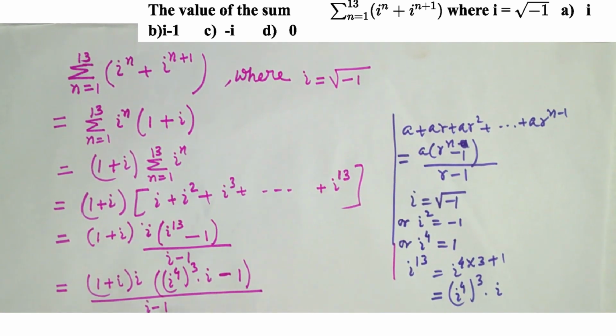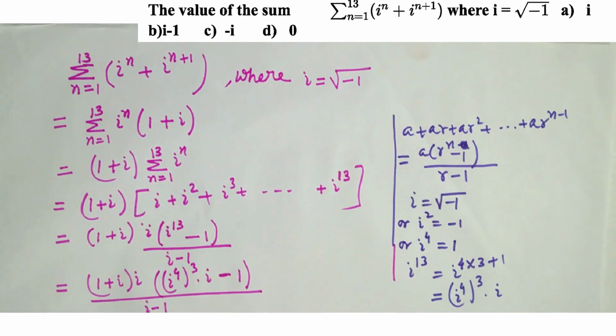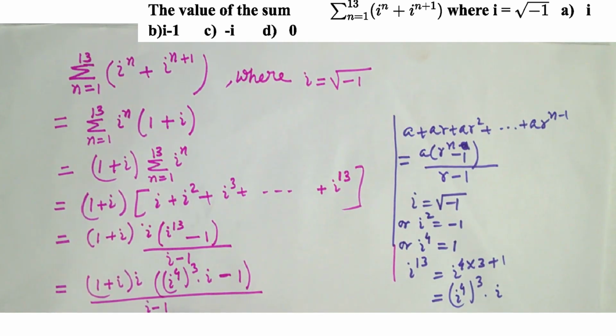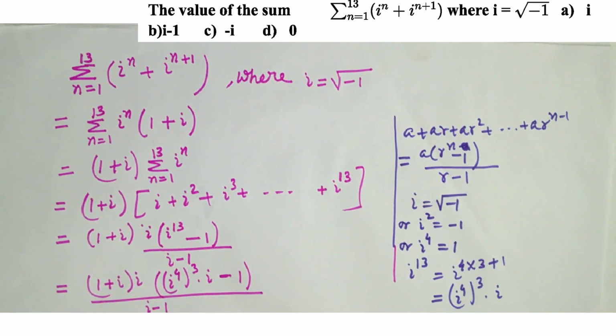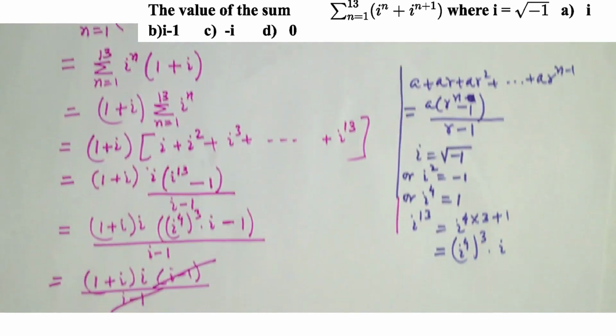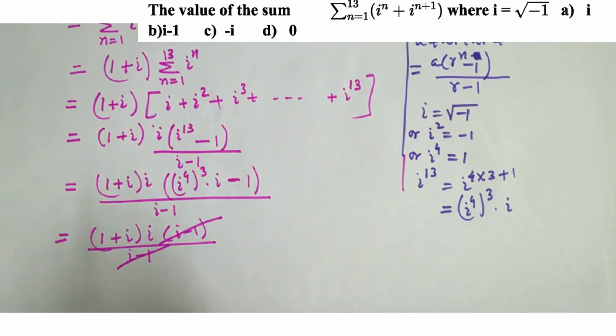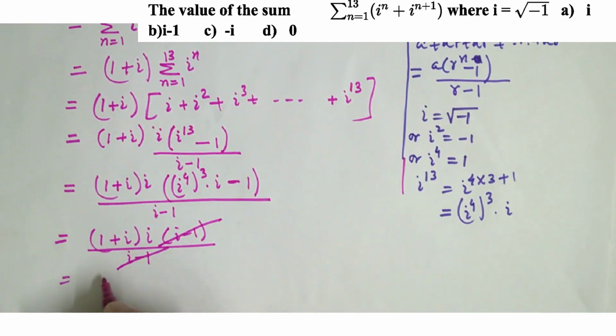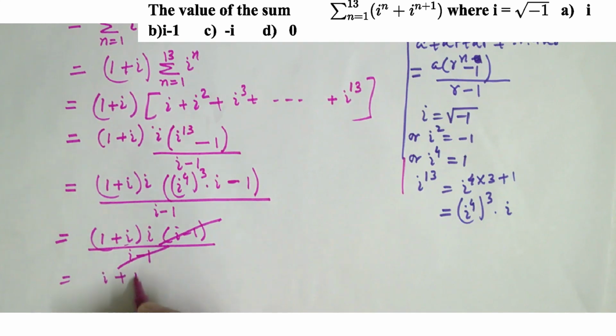Now, 1 plus i into i, here i to the power 4 whole cube is equal to 1. So, finally this will be i minus 1, and in the denominator what is there? i minus 1. This factor will get cancelled. Now see, multiply this i plus i into i square.